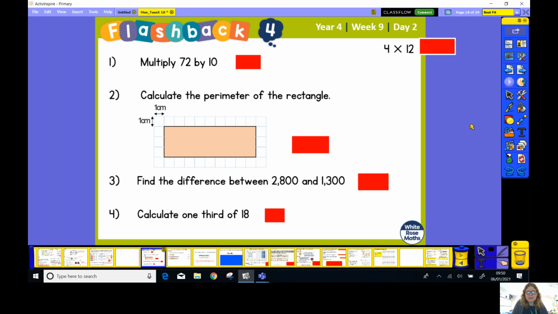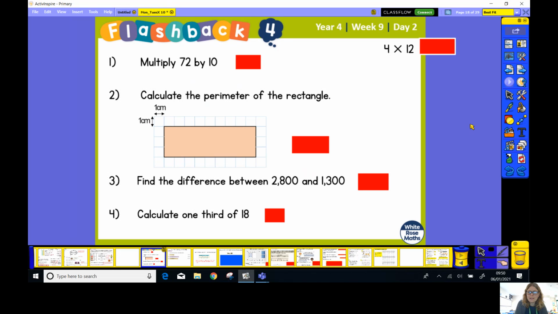Number 2 says calculate the perimeter of the rectangle. Can you remember what the perimeter is? Remember, it's to do with distance and a measurement. Number 3, find the difference between 2,800 and 1,300. Now remember, when it says difference, think to yourself, what kind of calculation is this?